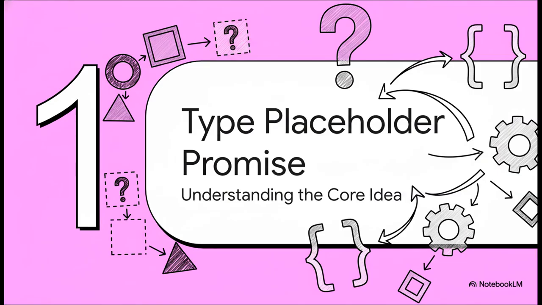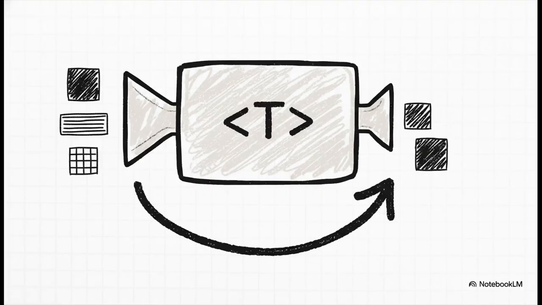Okay, first up, the type placeholder promise. Let's really break down this core concept with some actual code. This right here, this is the classic hello world of generics. It's called the identity function. Now, it looks super simple, I know, but it perfectly captures the magic. All it does is take an argument and return that exact same argument. The key, though, is that it does this without knowing or caring what type that argument is ahead of time. It's all right there in the syntax.